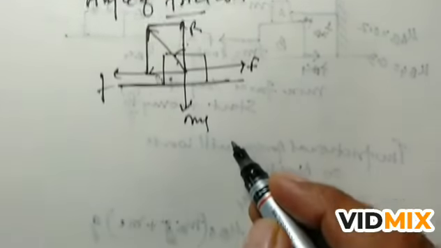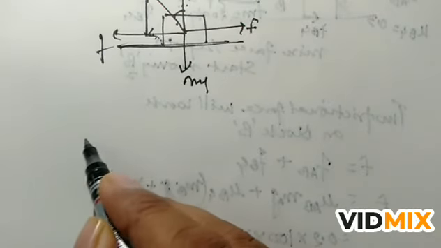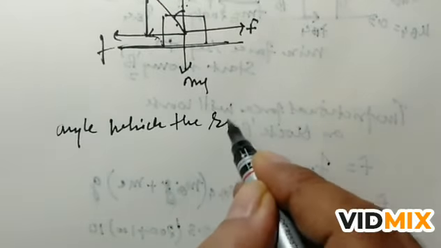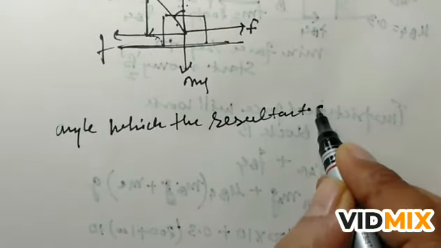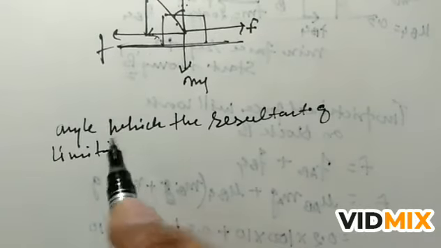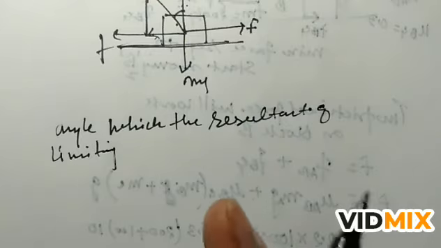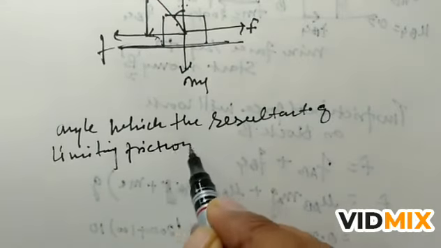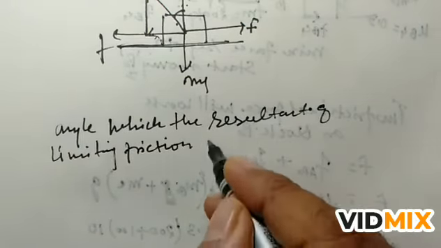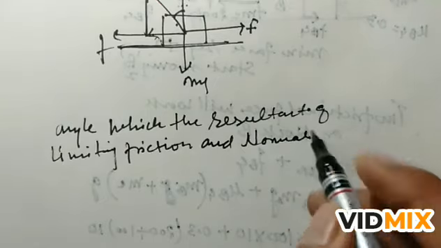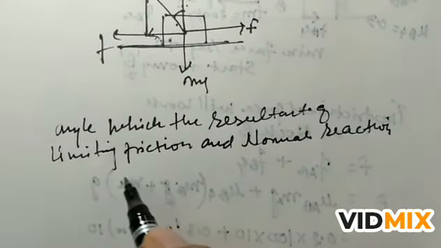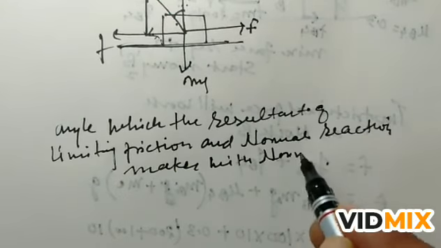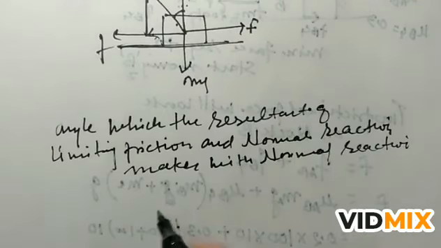So the definition of angle of friction is the angle which the resultant of limiting friction, meaning as the body starts to move, the body just begins to move, the friction up to that point is called limiting friction. So the angle which the resultant of limiting friction and normal reaction makes with the normal reaction is known as angle of friction.